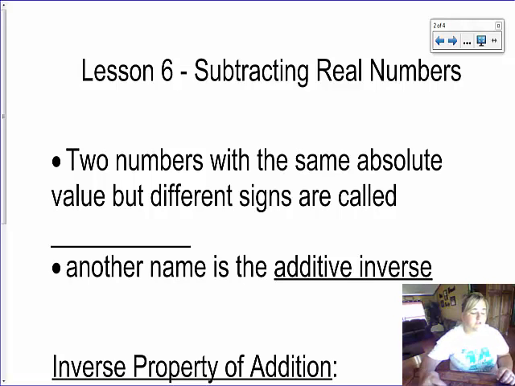First of all, two numbers with the same absolute value but different signs are called, well, first of all, numbers that have the same absolute value have to be the same distance from 0. So for those numbers to be the same distance from 0, let's say that we're talking about the absolute value.